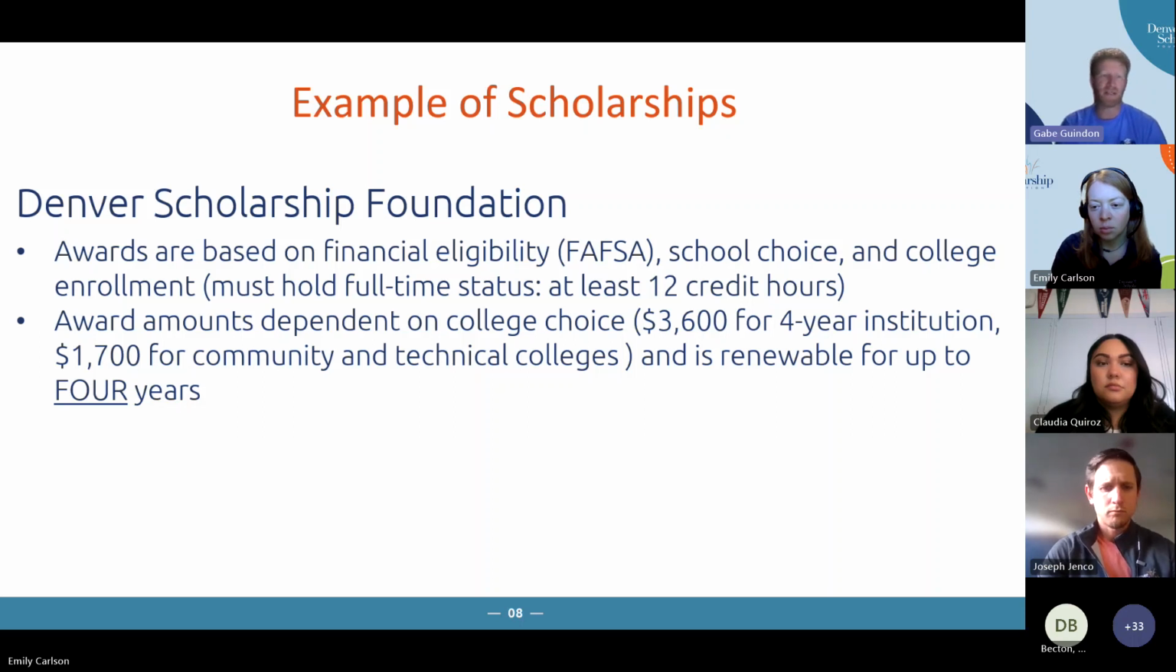So the DSF scholarship is a promise scholarship. So if students meet our deadlines and meet our requirements, they will be awarded the scholarship dollars. Students do have to demonstrate financial eligibility, choose to enroll in one of our partner schools, and enroll at a full-time status. And our award amounts vary from one college to the next. So $3,600 for four-year institutions and $1,700 for community colleges and technical colleges. Our scholarship is also renewable for all 4 years. So that's just one example of a private scholarship.